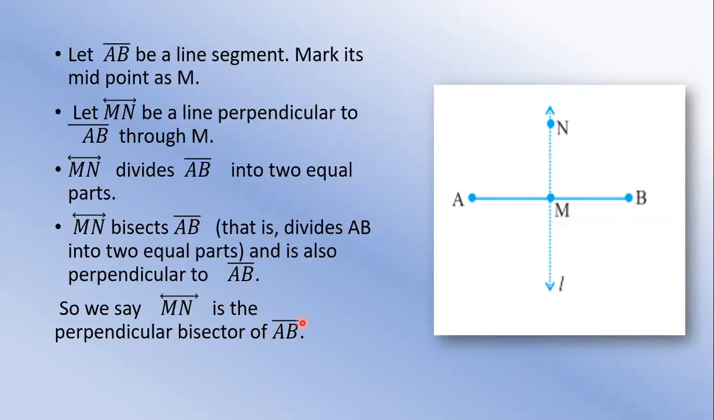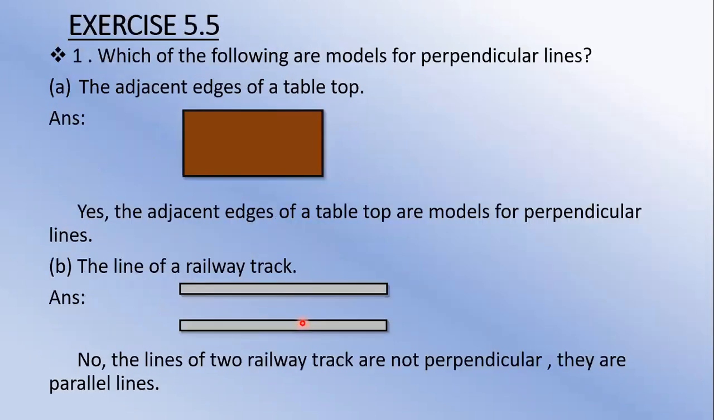Now we will discuss the questions given in 5.5. First question, which of the following are models for perpendicular lines? The first one is the adjacent edges of a tabletop. Children, you know that the tabletop is rectangular in shape, right? And here four sides are there. And there are four pairs of adjacent sides. Sides and edges are the same, edges or sides. Four pairs of adjacent edges are there.